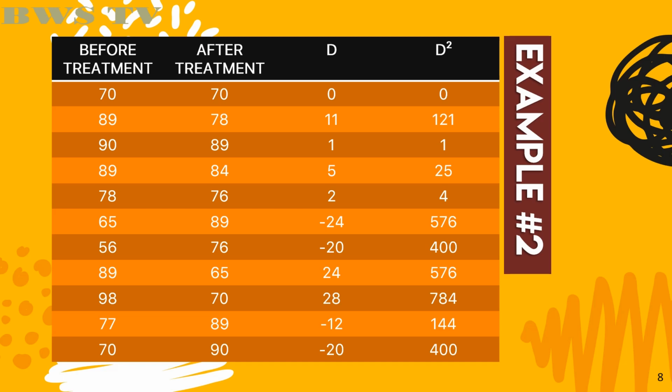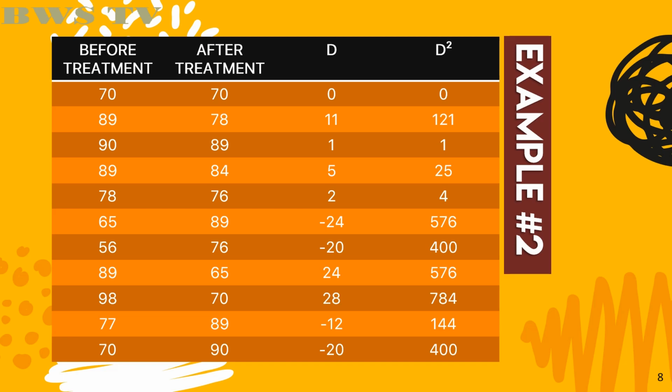So the next thing we have to do is to find the square. We just have to find the square of that value. So 0, when you square it, it's just 0. 11 squared is 121, then 1. 5 squared is 25, 2 squared is 4. 24 squared is 576. 20 squared is 400. 24 squared is 576. And 28 squared is 784. Negative 12 squared is 144. Negative 20 squared is 400.